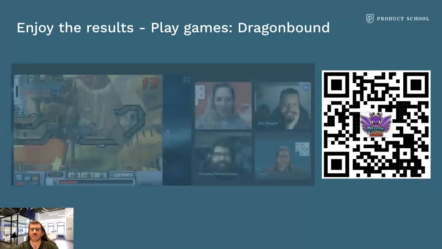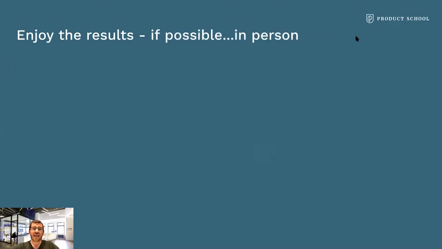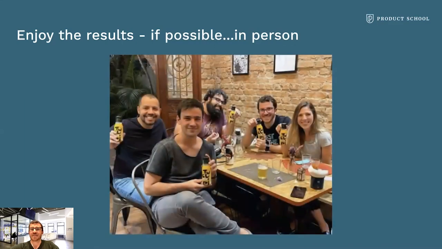Another one is Dragon Ball. So we played that a few weeks ago. Poppy didn't like it too much, but it's a very nice game. You can scan it too and you will see how to play it. And if you could, you can do that in person, right? So I hope you will be able to do that.